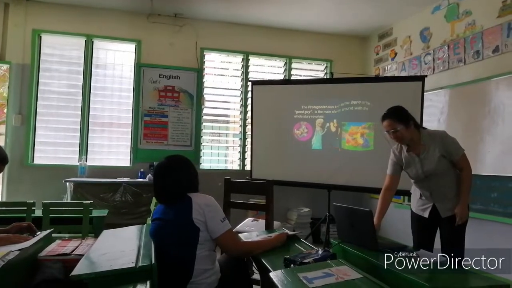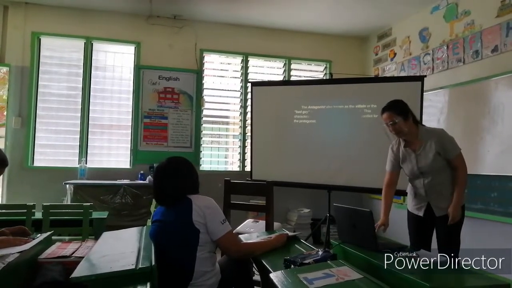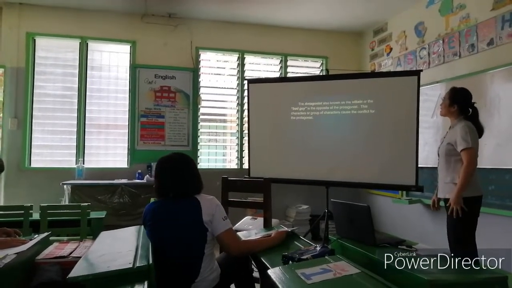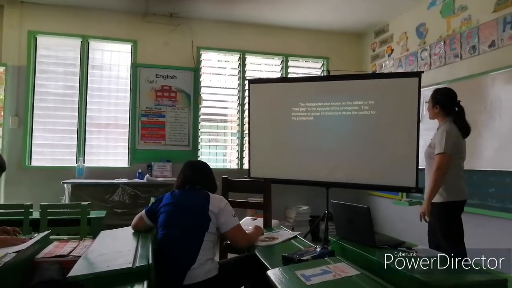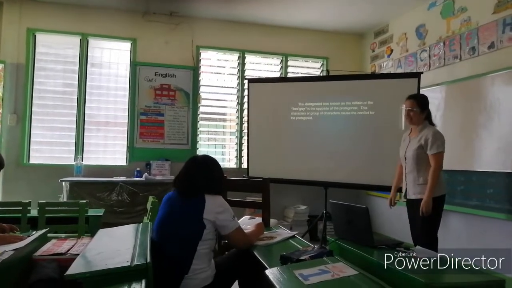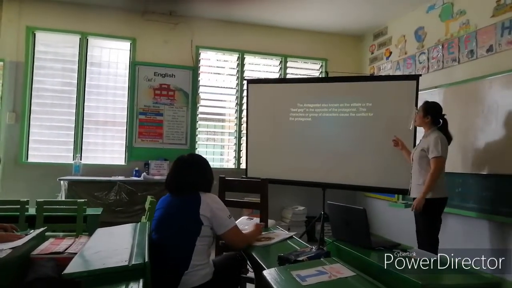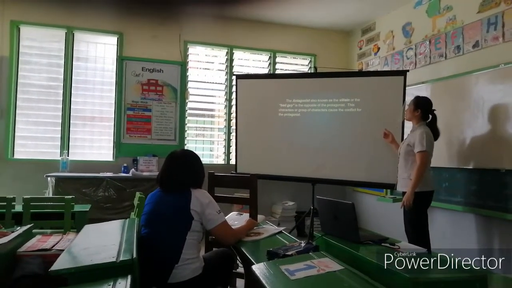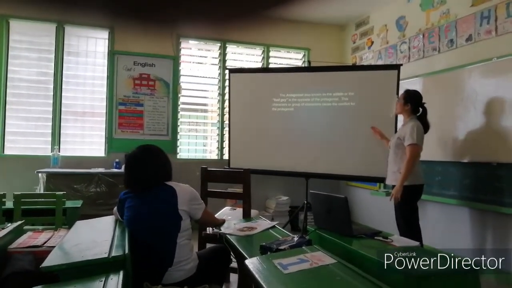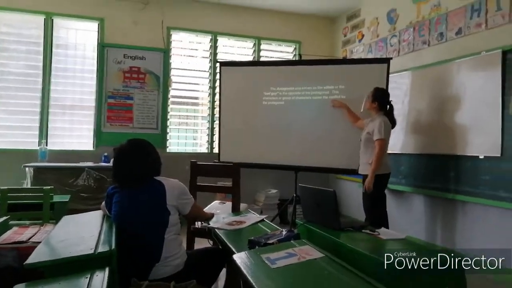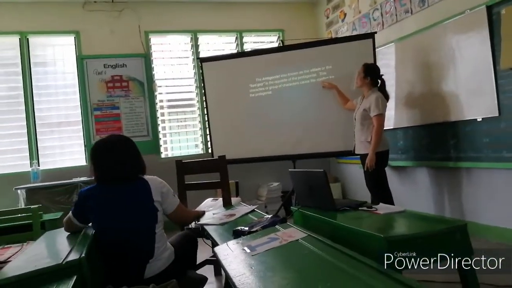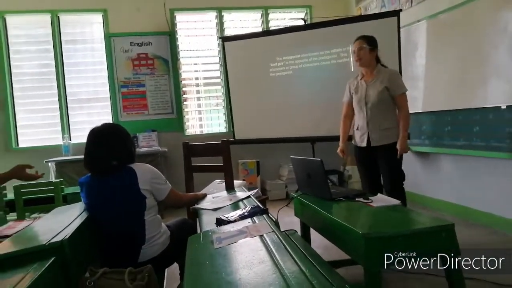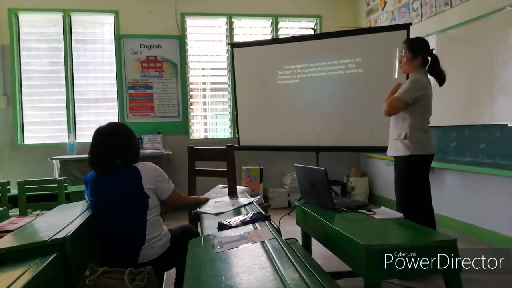Now let us have the antagonist. Okay, when we say the antagonist, they are also known as the villain or the bad guy. It is the opposite of the protagonist. They are the minor characters. These characters or group of characters are the ones that cause conflict. They are the ones that cause problems, conflict, to the protagonist. So that's why they are called antagonists.